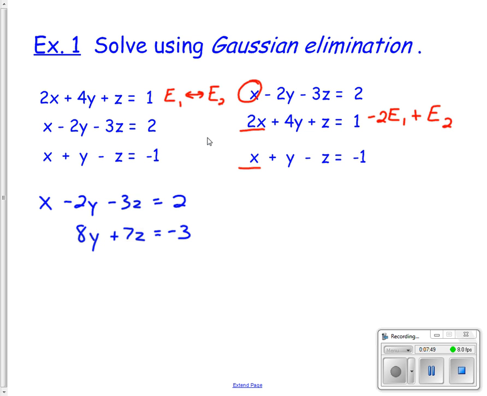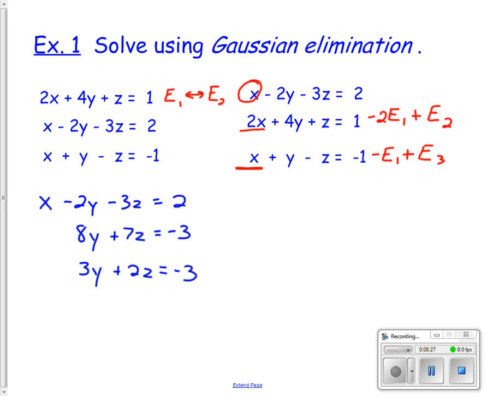Now let's worry about the third equation. Let's eliminate the x in the third equation. If I multiply the first equation by -1 and add that to the third equation, the x terms will cancel. So a -x plus x is 0, and then a positive 2y plus y will give me 3y. And then I will have a positive 3z minus z, which gives me a positive 2z. And then a -2 and a -1 gives me a -3.